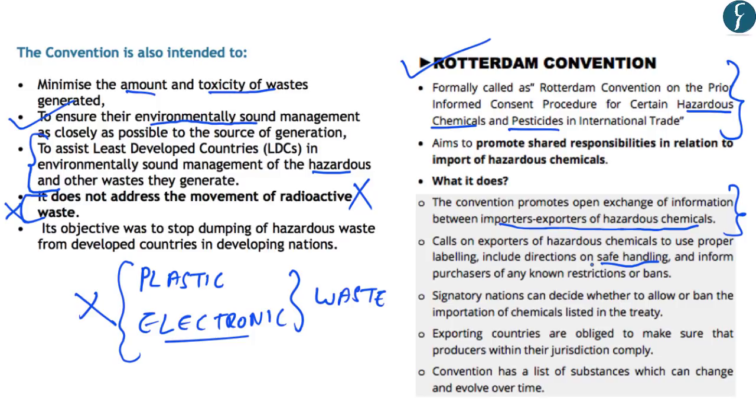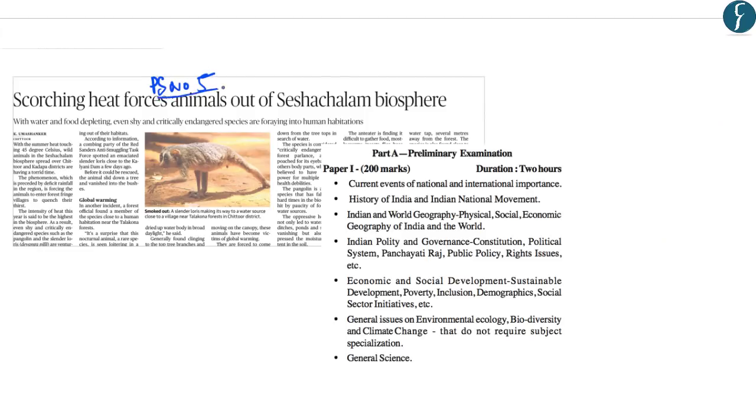So for understanding and reading about them, you can read the C3 magazine or the Prelims Compass of the Environment Ecology section. With this, let's move to the next article. This article on page number 5 talks about a biosphere reserve in India which is known as the Seshachalam. And it is talking about the adverse heat conditions that are present in this biosphere.